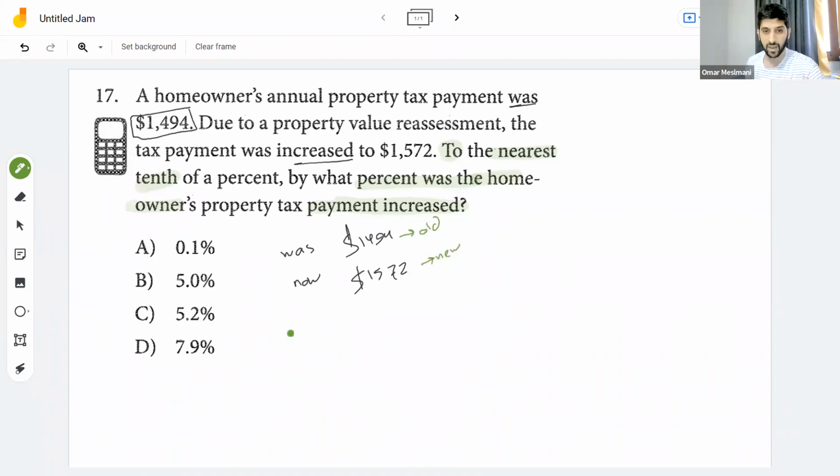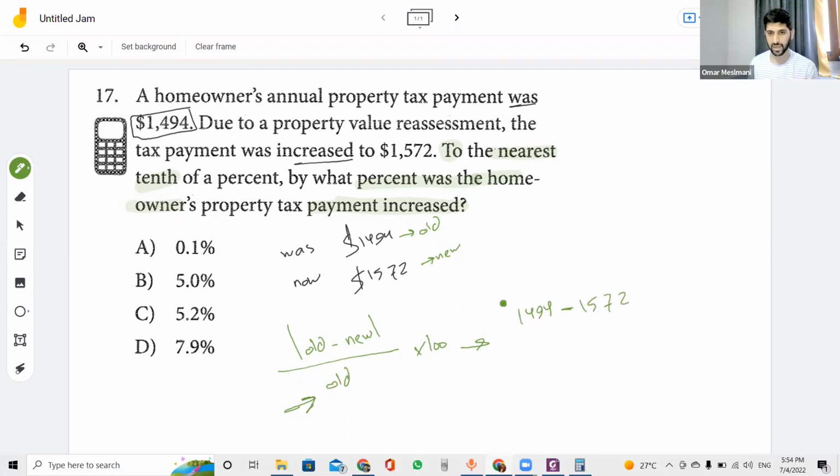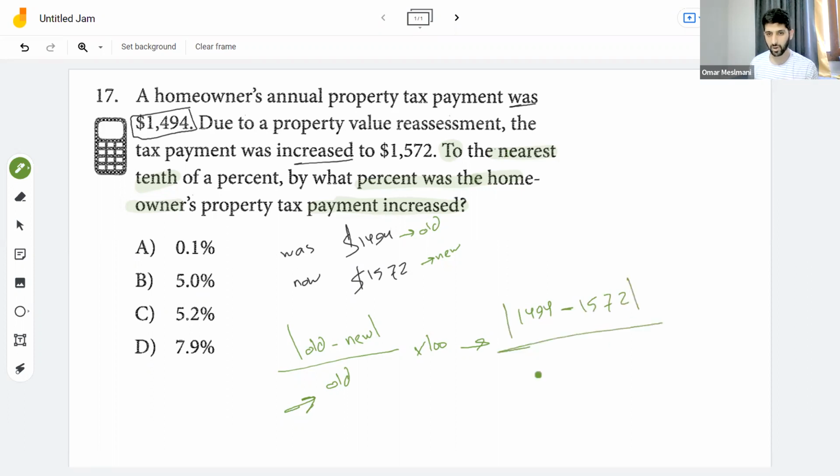As you can see, the rule is old minus new in the absolute value. One more time, the absolute value is just for getting a positive answer, all over the old amount. This is so important. Some students do this over the new amount, that's a mistake. Always over the old, times 100, okay? That's the formula. Which one is the old amount? It's 1494 minus, which one is the new amount? It's 1572, in the absolute value, all over the old amount.